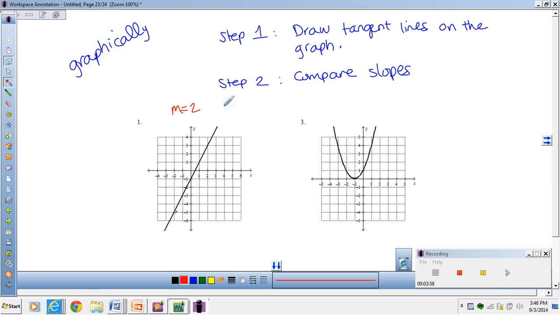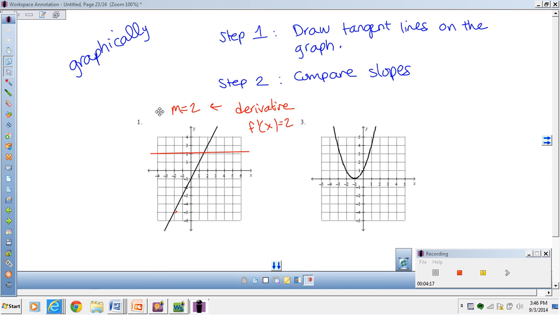So that's the slope, which is also the derivative, and I can graph the derivative. How do I graph f prime of x equals 2? Well, it's a horizontal line crossing at y equals 2. So this is the graph of my derivative. That's what I'm going to start doing now. I'm going to find my derivative by looking at the slopes of the graph. So this is my derivative right here.